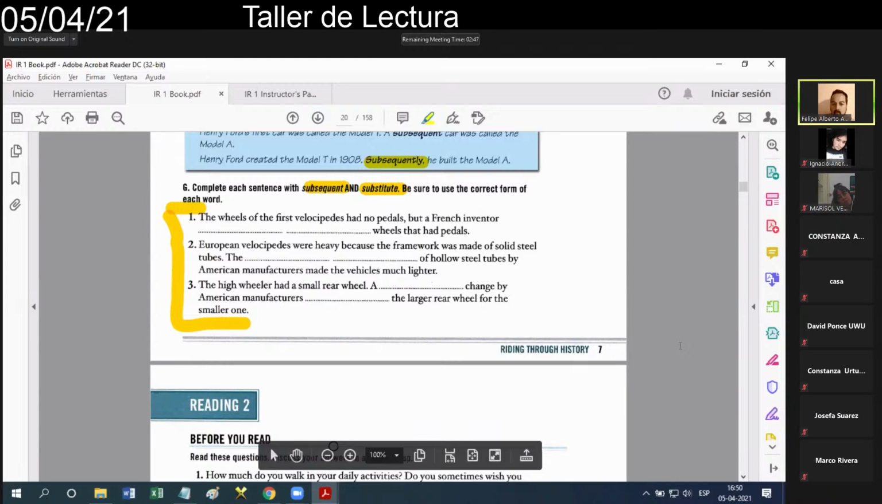Number 1. I'm going to give you a hint. Number one. Listen. The wheels of the first velocipedes had no pedals, but a French inventor... Which one do you think goes here?